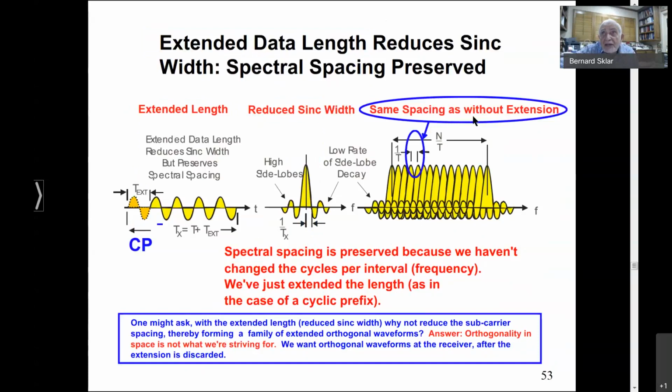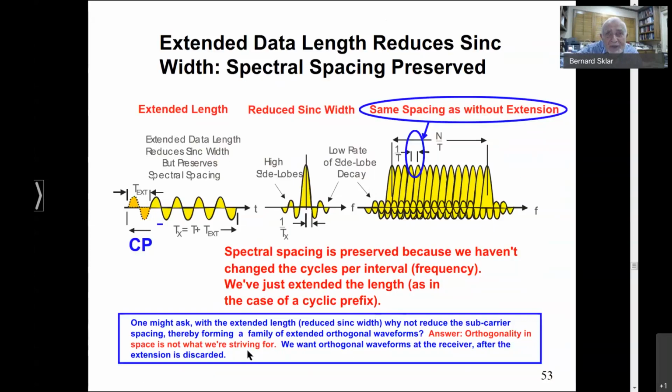And notice that one might easily ask this question. With the extended length, reduced sync width, why not reduce the subcarrier spacing that you see here, thereby forming a family of extended orthogonal waveforms? Why not make these orthogonal? And the answer is, orthogonality in space is not what we are striving for.